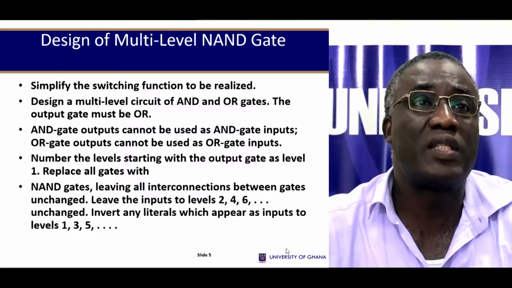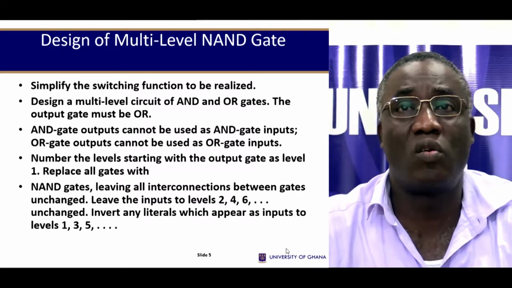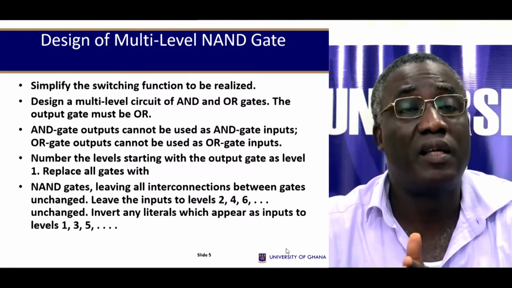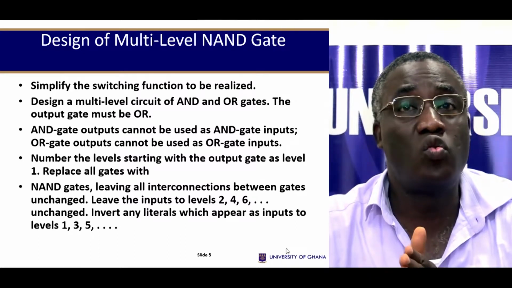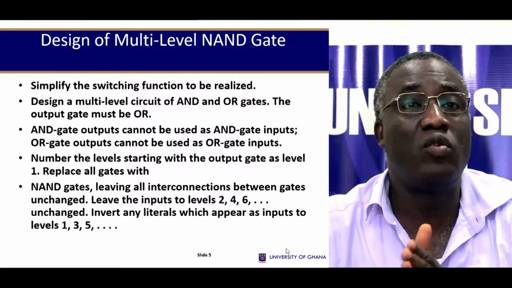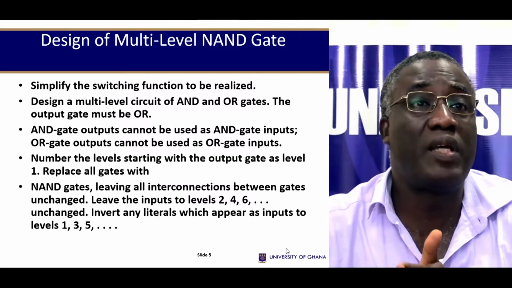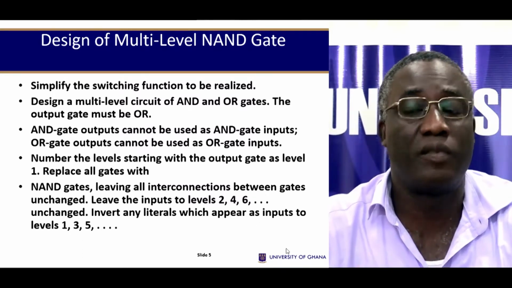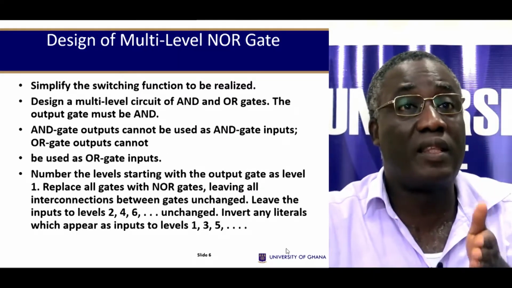Replace all gates with NAND gates, leaving all interconnections between the gates unchanged. Leave the inputs to levels 2, 4, and 6 unchanged, and then you invert any literals which may appear at levels 1, 3, and 5. So it's sort of an alternating thing that you do.